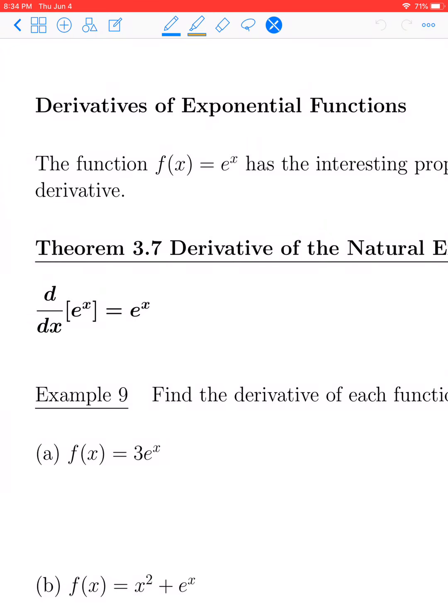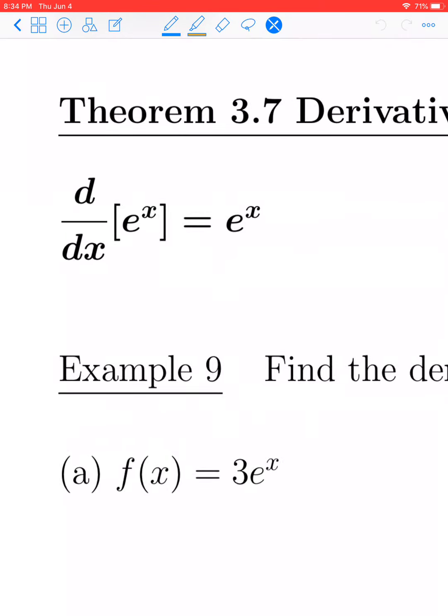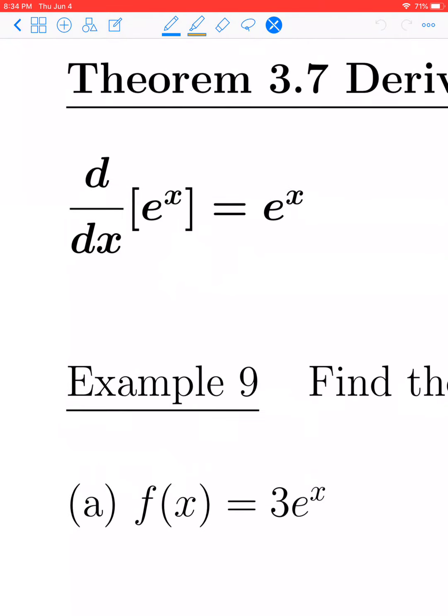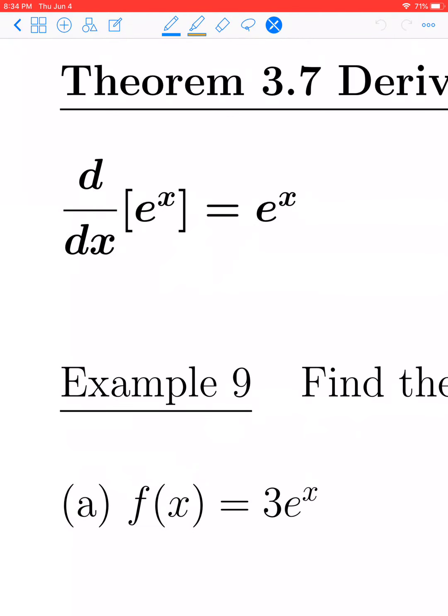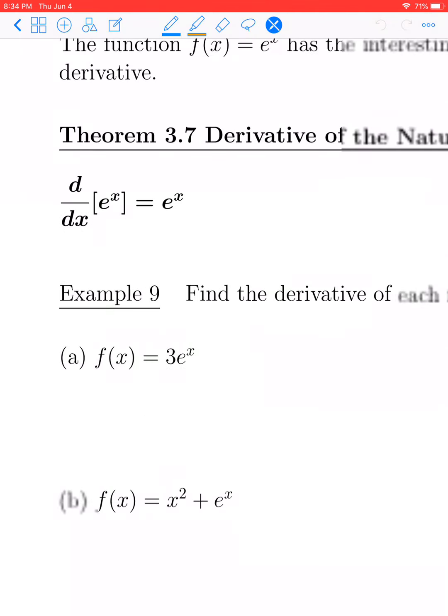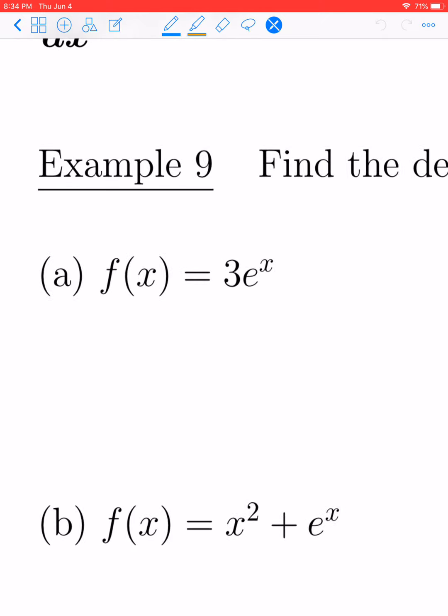We now come to one of many calc students' favorite derivative rules. This is theorem 3.7, which is the derivative of the natural exponential function, and might be either extremely boring or extremely exciting depending upon how you look at it. But the derivative of e to the x is simply going to be equal to e to the x. So e to the x is a function that turns out to be its own derivative.